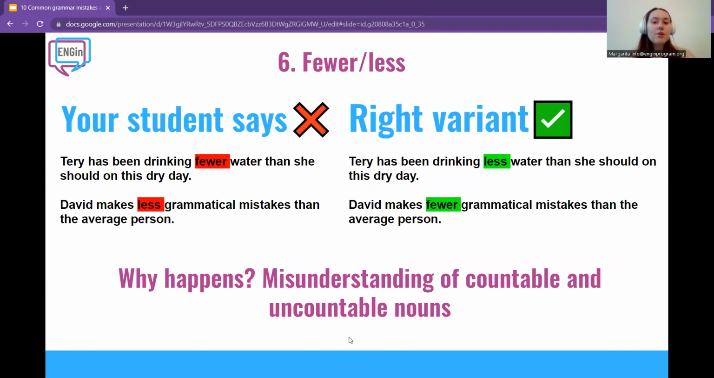If we talk about the most common mistakes in the English language, we can't ignore the misuse of the words less and fewer. The word less can only be used with non-countable nouns. For example, honey, water, milk, and abstract concepts, love, justice, hope, etc. And anything that can be counted requires the word fewer. This is a very, very common mistake for Ukrainian speakers.